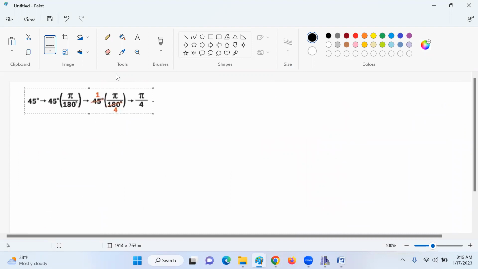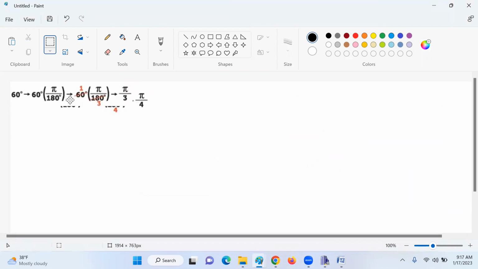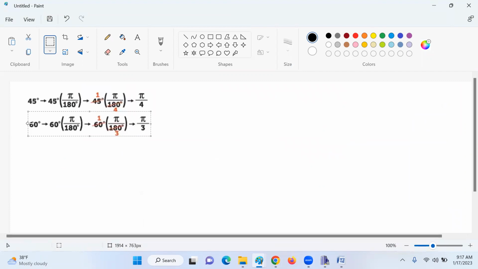Again, how we change it is simply taking 45 degrees, multiplying by pi over 180, and crossing them out. This is 1 over 4, so that will be pi over 4. Another thing is that we have 60 degrees, and it's essentially the same when we convert it to radians. We simply take 60 times pi over 180. We cross out 60 and 180, so we have pi over 3. So 1 and 3, right?